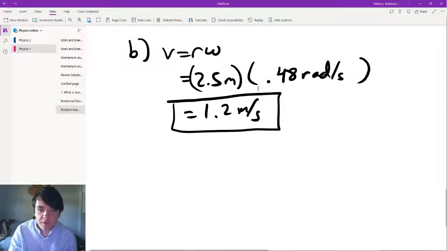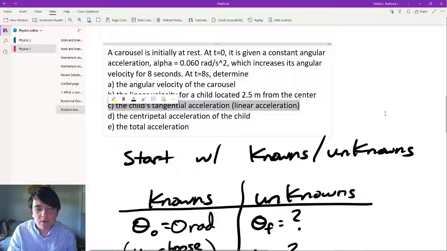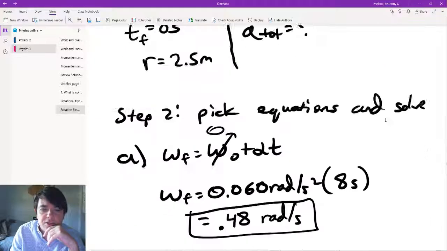As you'll see in various books, they'll freely add and get rid of radian as they need to. Little confusing maybe, it's just kind of what you have to deal with. So the child's tangential acceleration is up next.